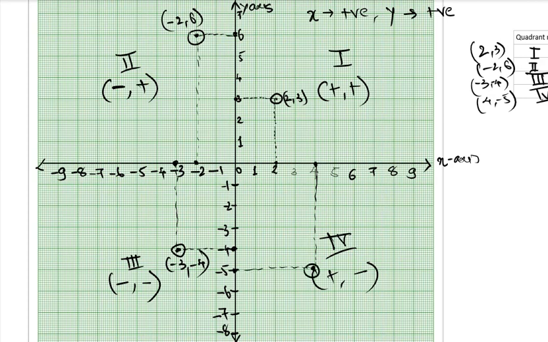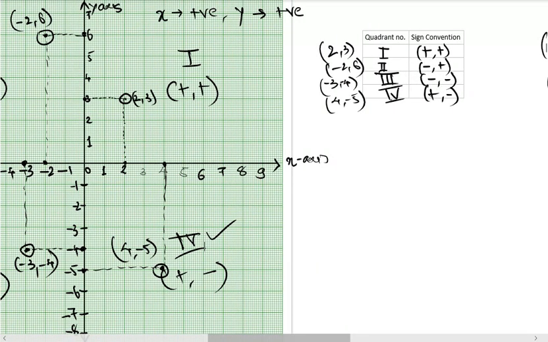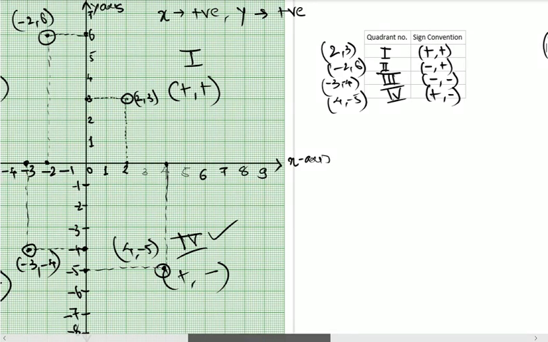Right, so this is the point. What are the coordinates? 4 comma minus 5, plus minus, which exactly matches the sign convention of the fourth quadrant. So this is how you plot points. This is how you figure out what the signs are and in which quadrant they will lie, even without looking at the points in the Cartesian plane, just by knowing the sign convention. So that's why the sign convention according to quadrant number is very important.